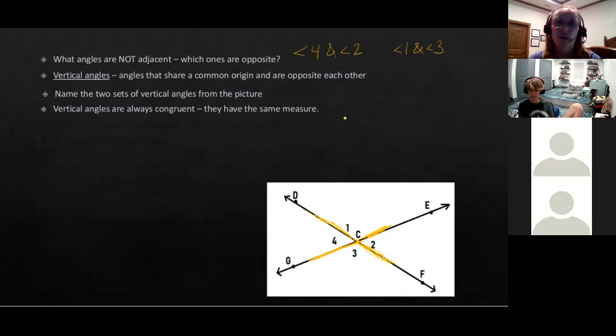Vertical angles are always congruent, so they have the same measure. 1 and 3 are the same measure, and 2 and 4 are the same. Notice how I'm marking one arc across these two to show that they're congruent, and then 2 arcs because 4 is not congruent to 1, but 4 is congruent to 2. So if I label them the same with that 2 arc marking, it shows that they're congruent.